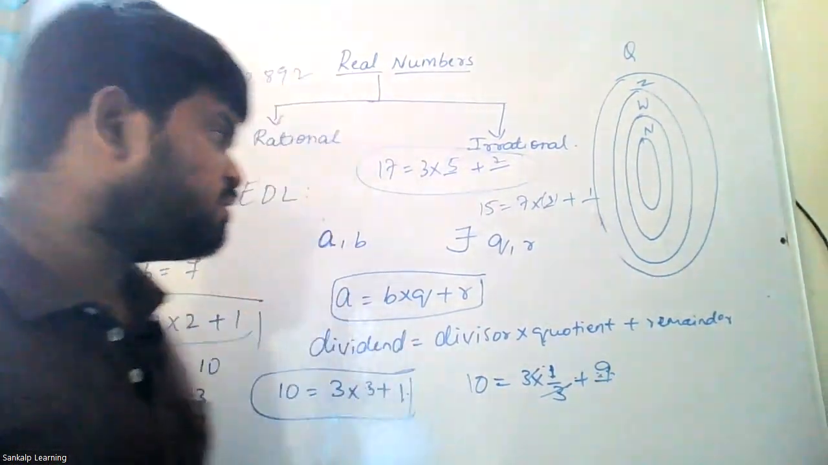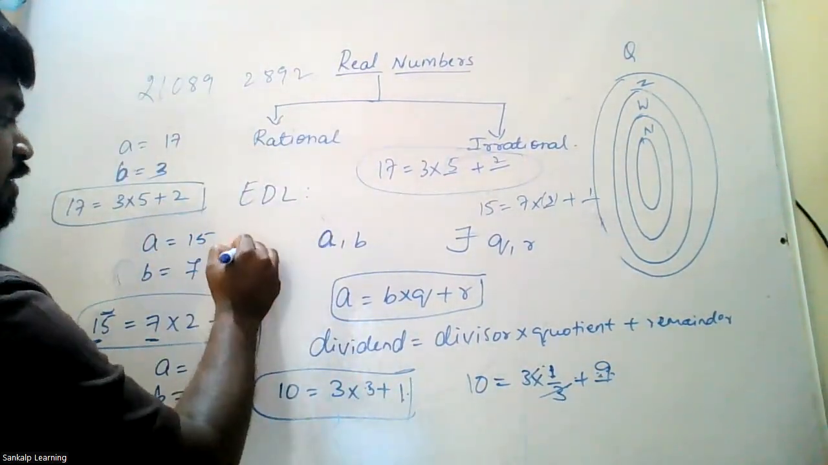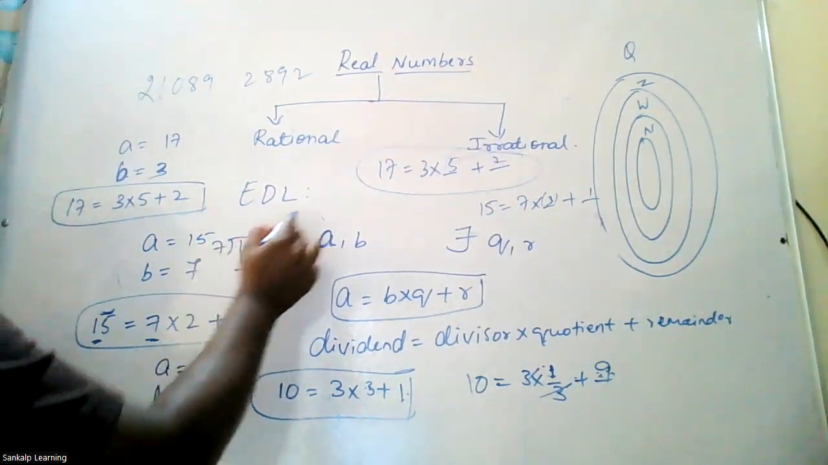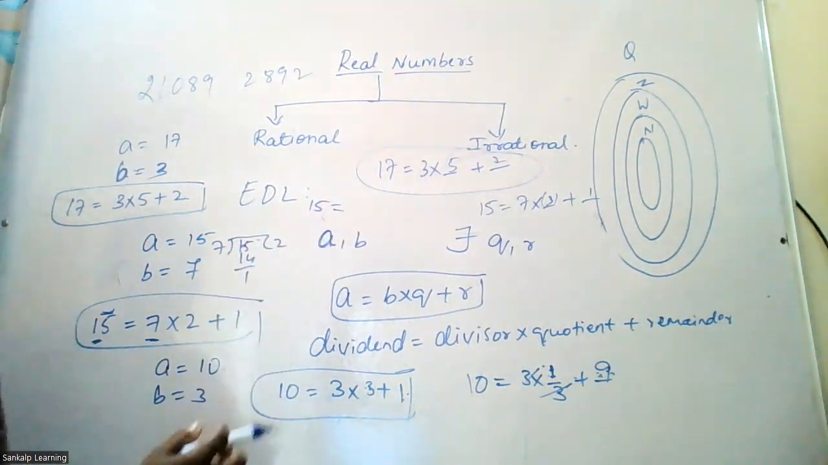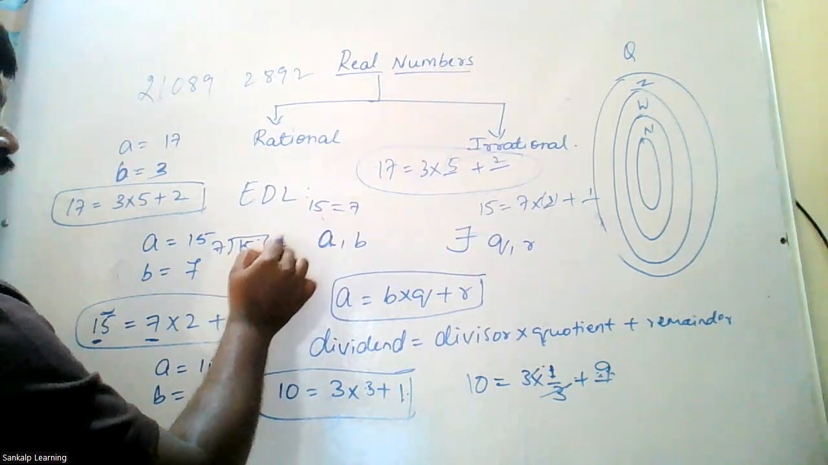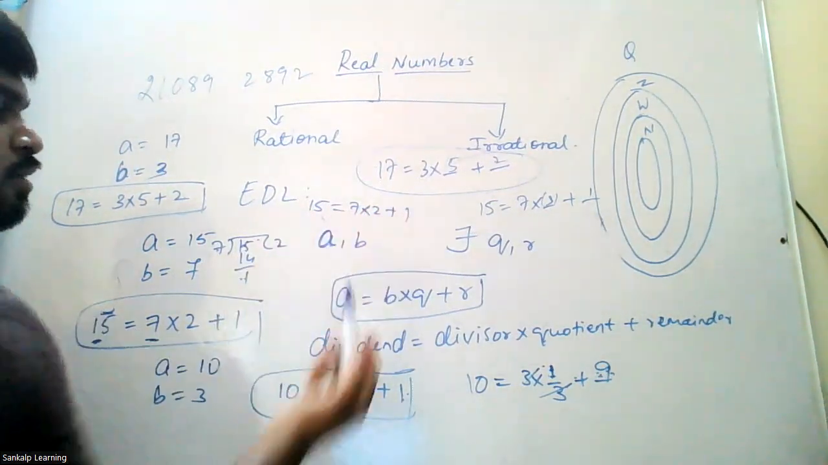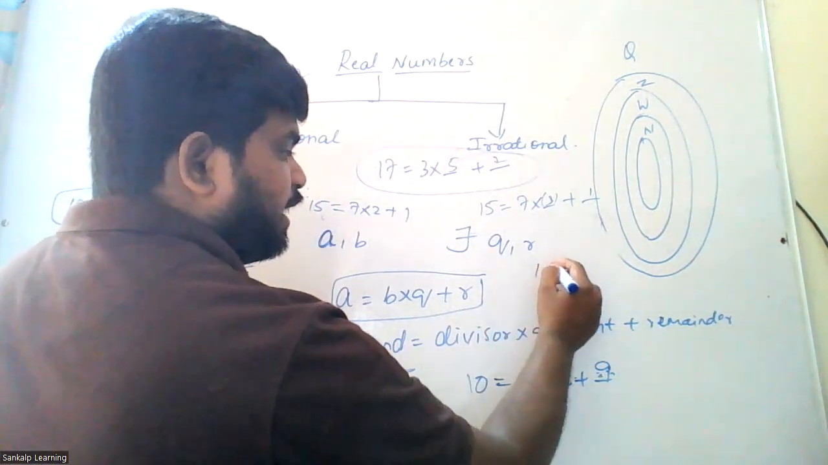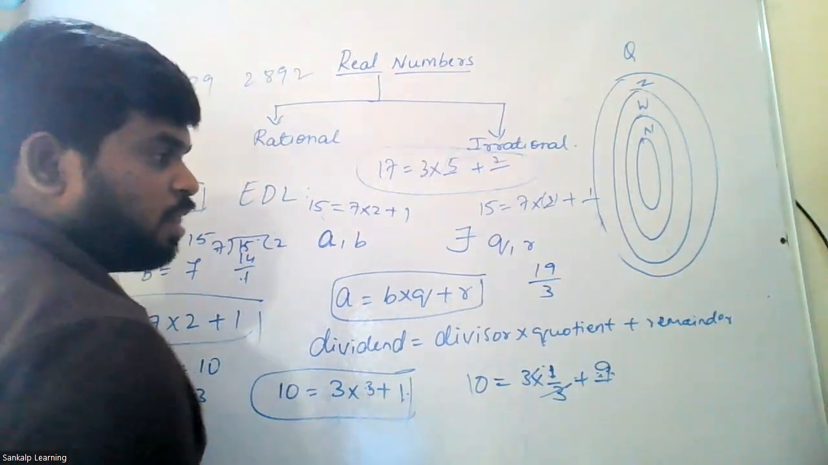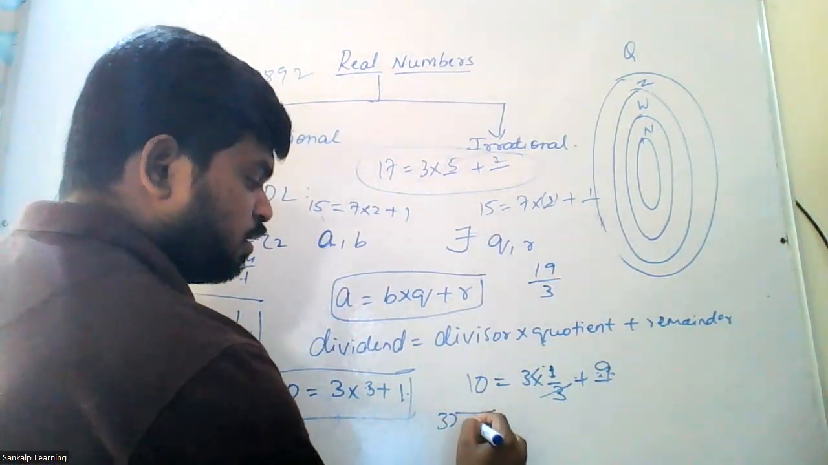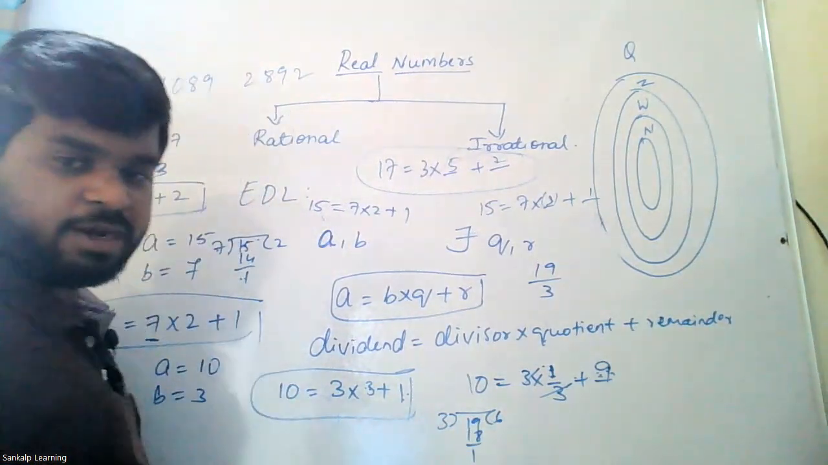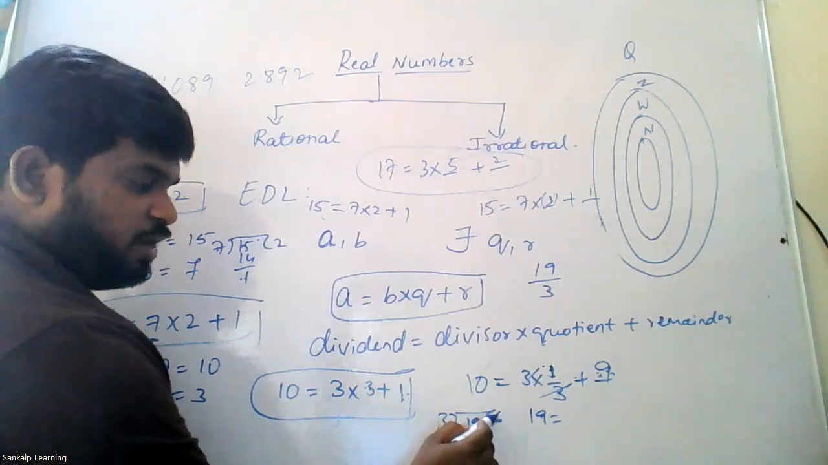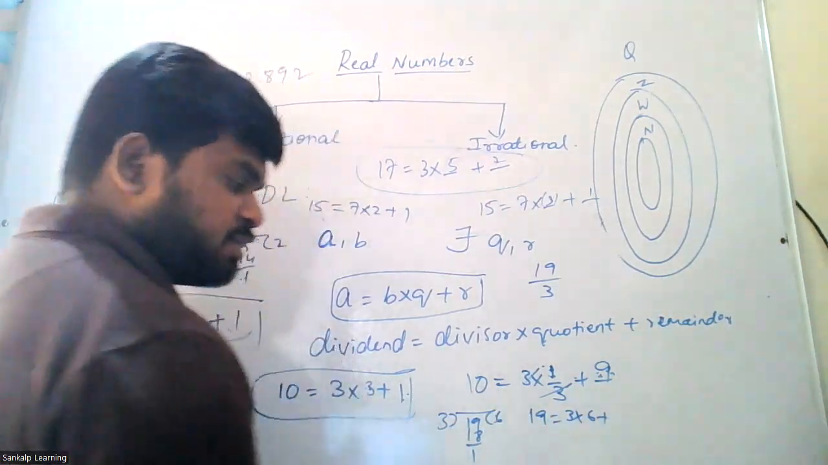lemma. In simple words, suppose you divide 15 by 7, how much do you get? 7 2s are 14, 1 remainder. Therefore, dividend 15 can be written as divisor, that is 7, into quotient 2 plus remainder 1. That's how we got it. Let's take another number. Let's say you are dividing 19 by 3. Now how do I write it? Divide it. 3 6s are 18, 1 is the remainder. So how do you write 19? Dividend is equal to divisor into quotient, 3 into 6, plus remainder.